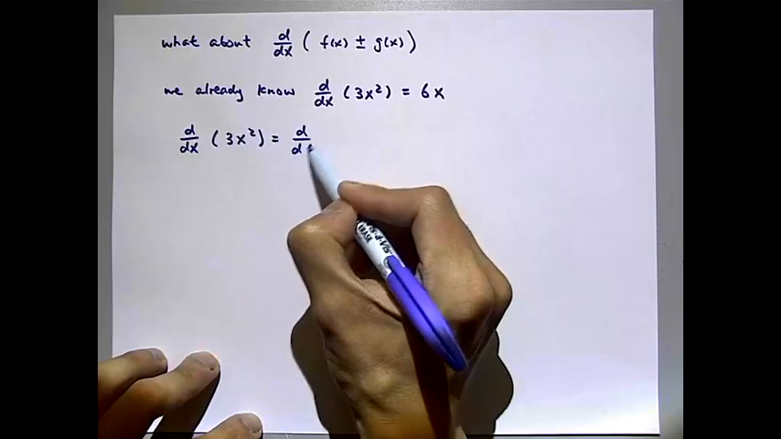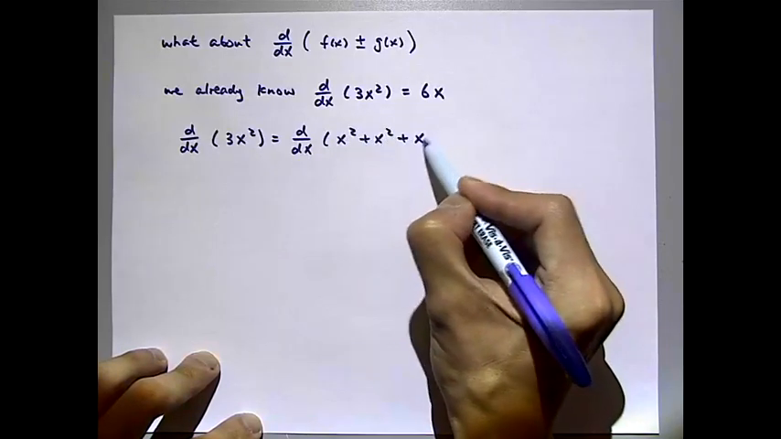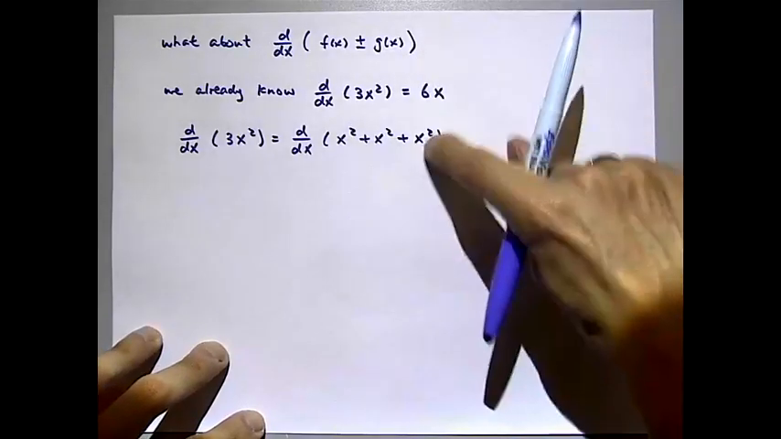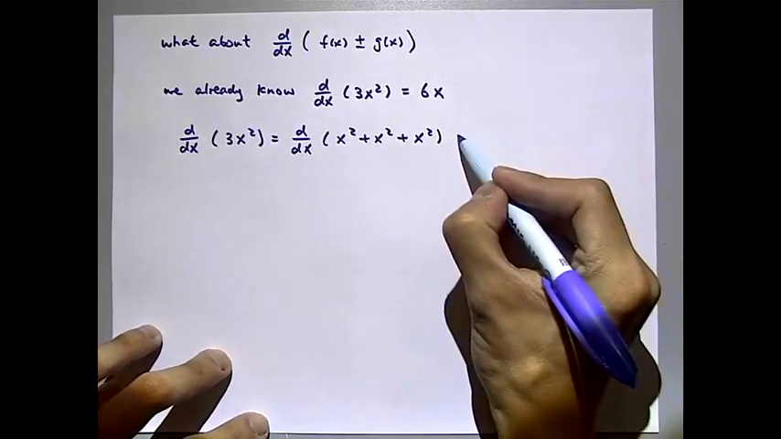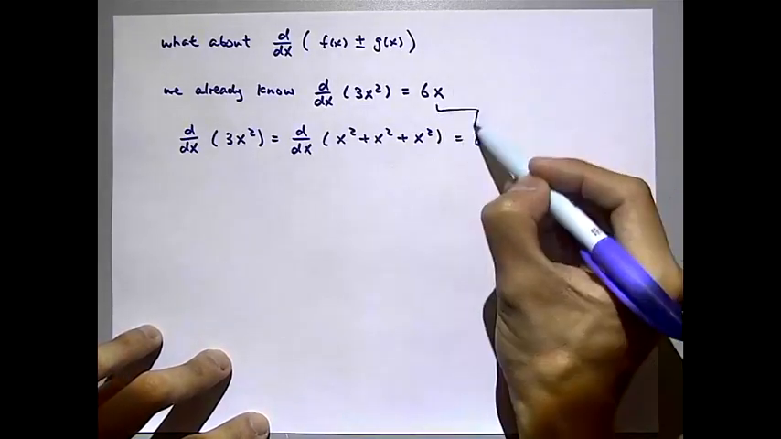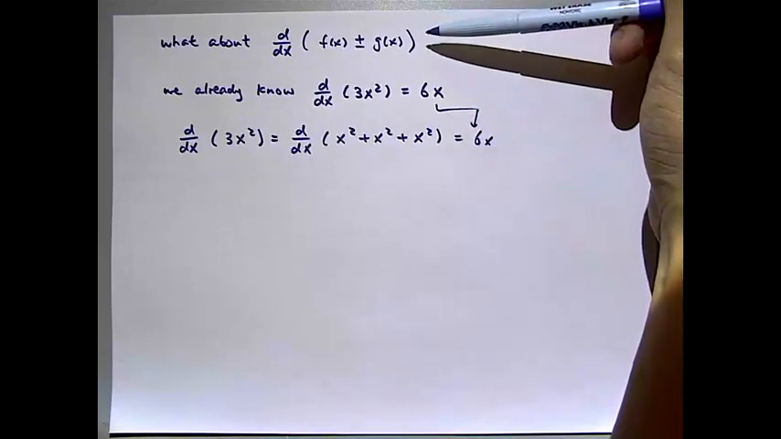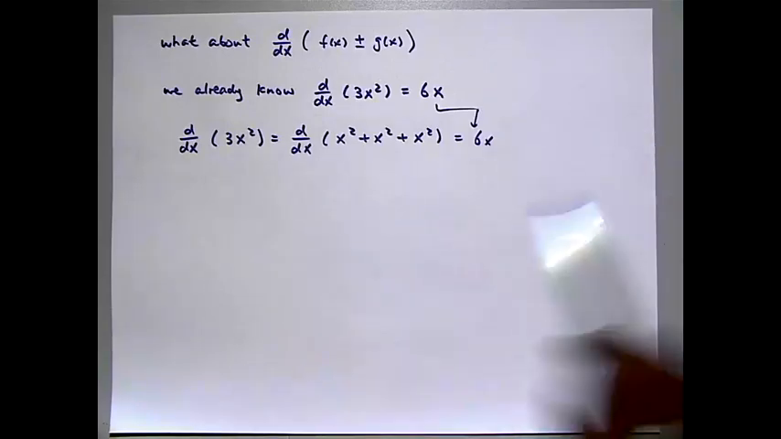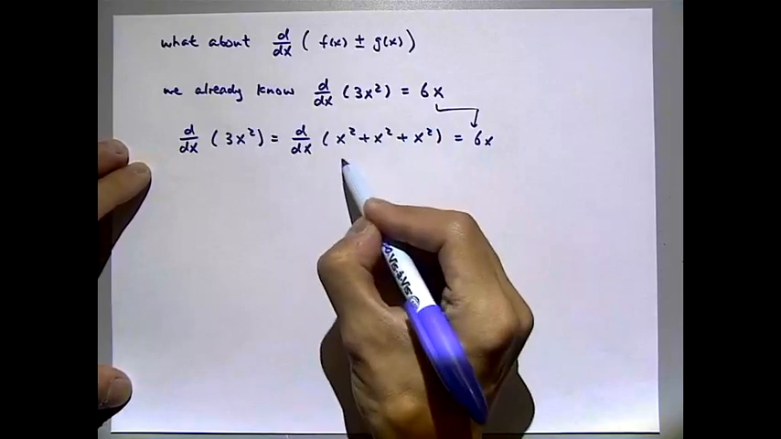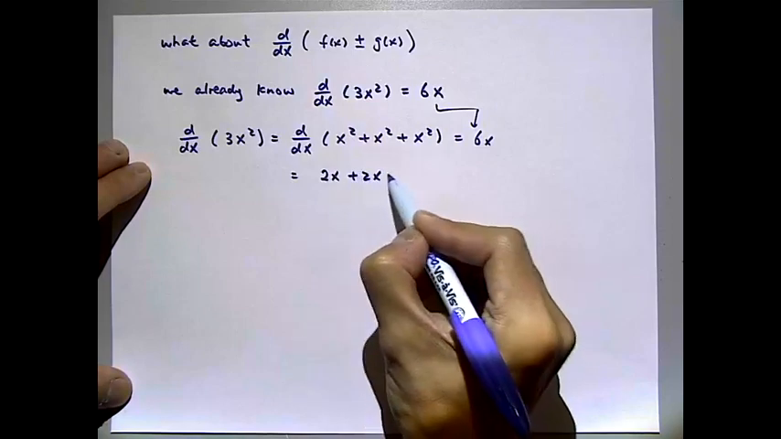Well, we can actually choose to look at 3x squared as x squared plus x squared plus x squared, which is precisely the problem we're trying to tackle. What happens when you got these things added to or subtracted from each other? This we already know is 6x. We're using the fact that we already know the derivative of 3x squared, but writing in a different form to try to find out what we can do with this. Okay, and it looks like right here, to get 6x, all we need to do is simply take the derivative of this thing here, right? 2x plus 2x plus 2x.